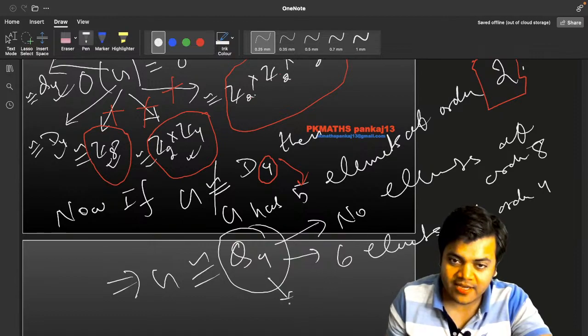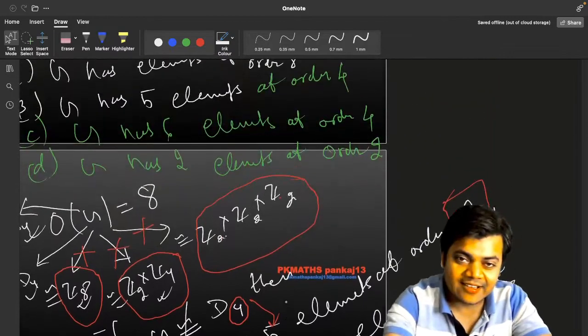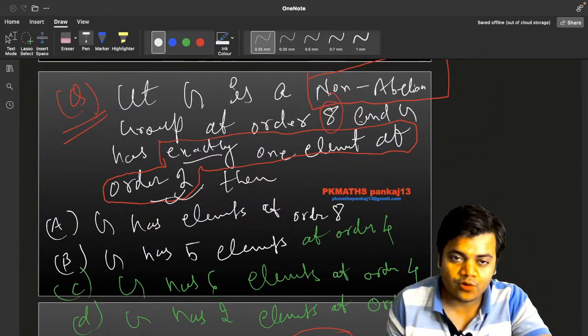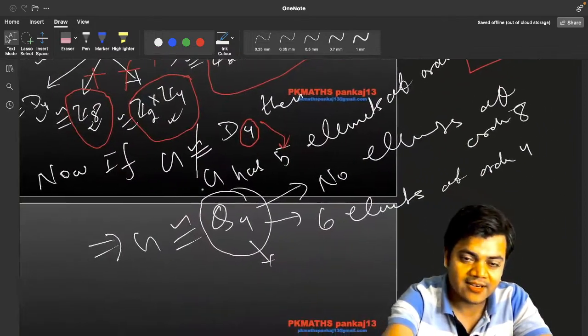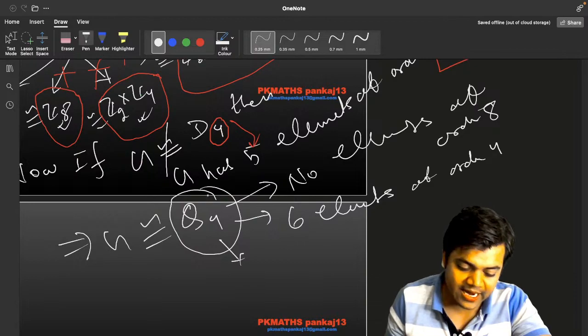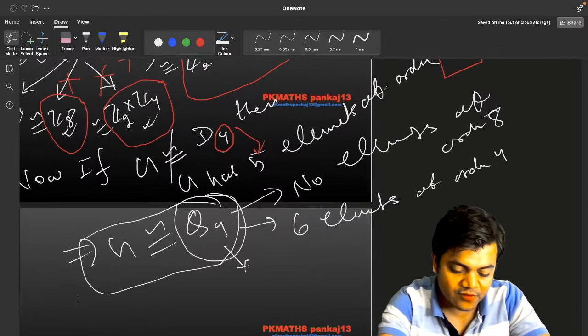Exactly 1 element has order 2. What is that? Minus 1, isn't it? And in the question also, it was given that exactly 1 element has order 2. So minus 1 is that element, and 1 has order 1. So certainly our G is isomorphic to what? Q4.